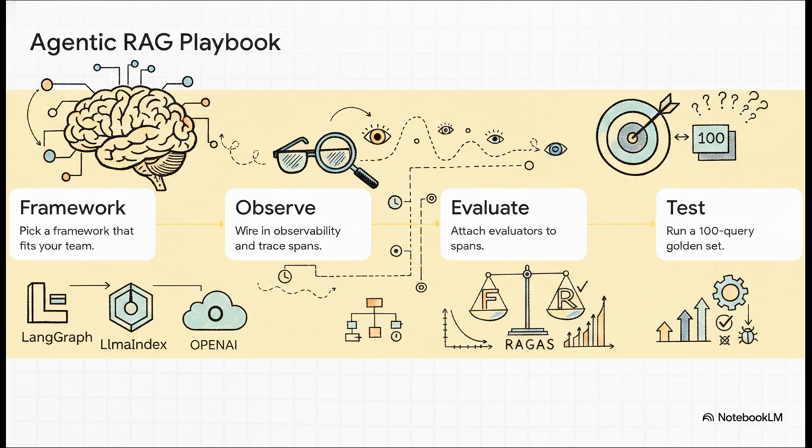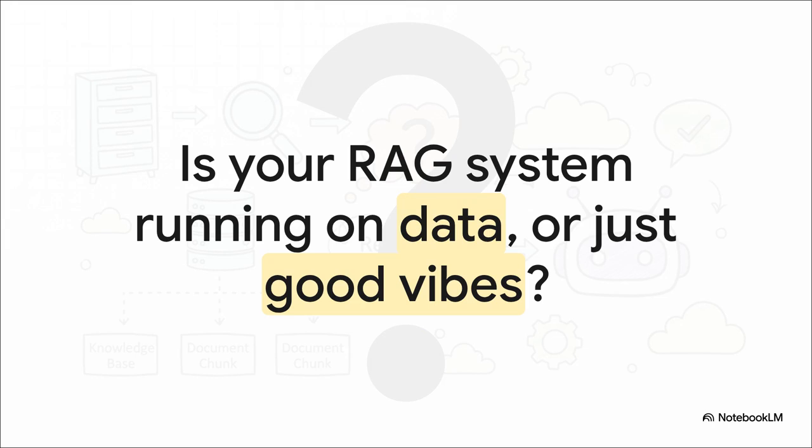And Step 4, run a 100-query golden set. Just run your toughest, most complex questions through the system, review the failures, and let the data tell you exactly which architectural patterns you need to add to actually reach production-grade reliability. Which leaves us with one final critical question for you to really think about. Is your RAG system running on actual data or just good vibes?